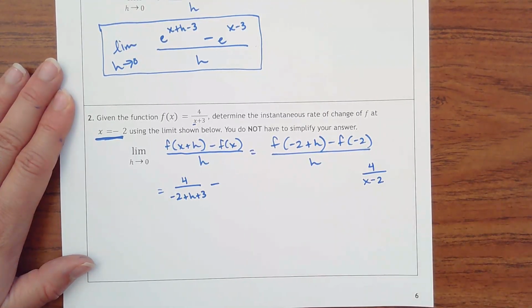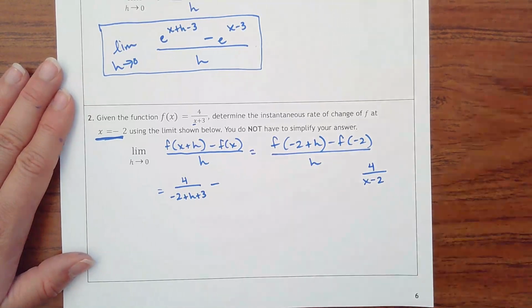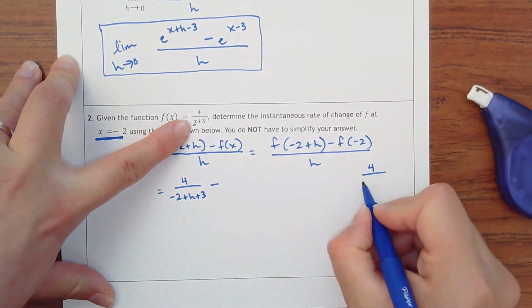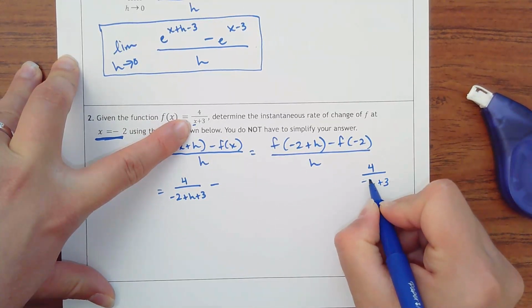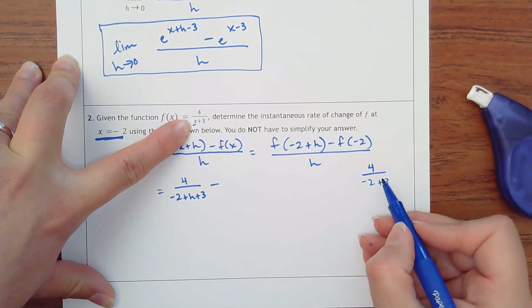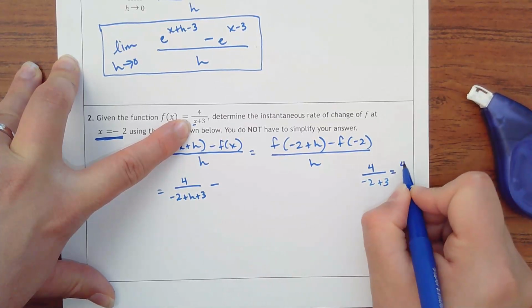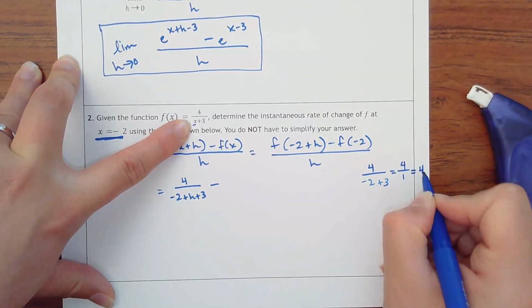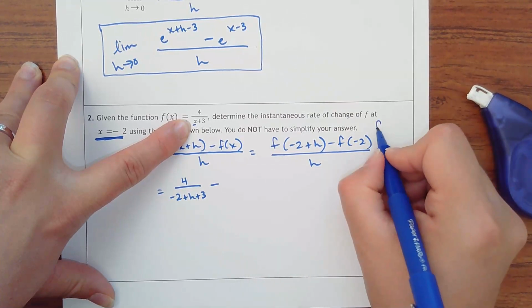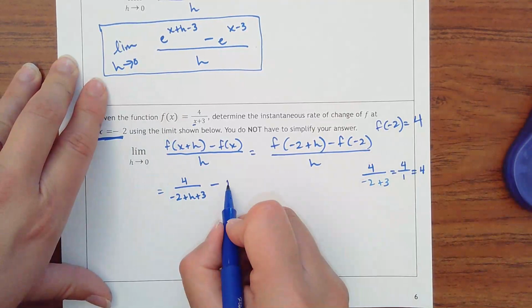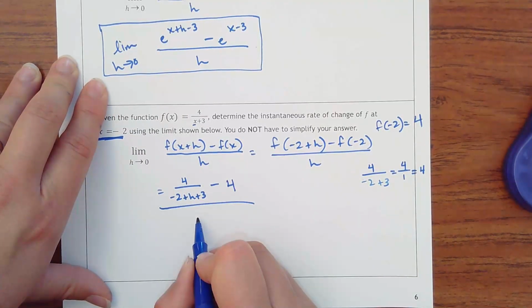Oh, not x minus 2. Hold on, back up. Sorry. Plug in -2, that would be -2 plus 3. I like to go and figure out what that is instead of having all that to type. So that's 4 over 1, which is 4. So this f of -2 is actually just 4. So it'll go minus 4 all over h.